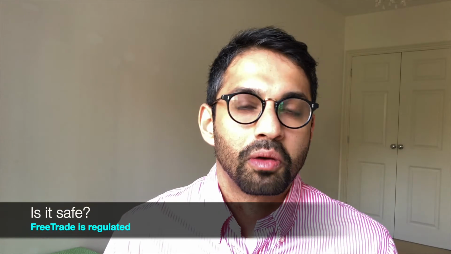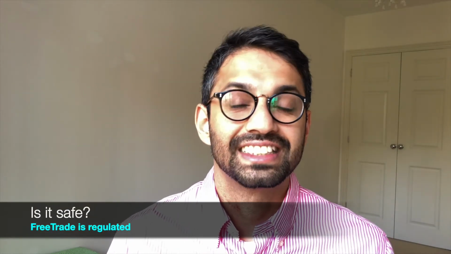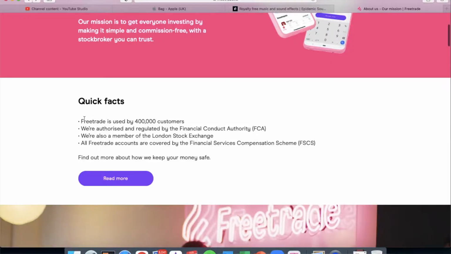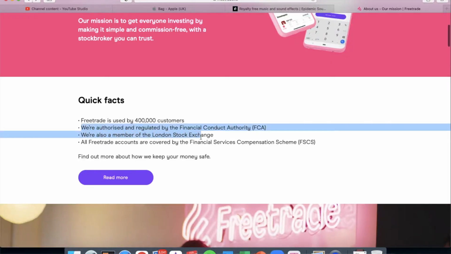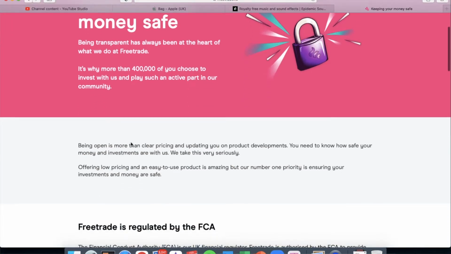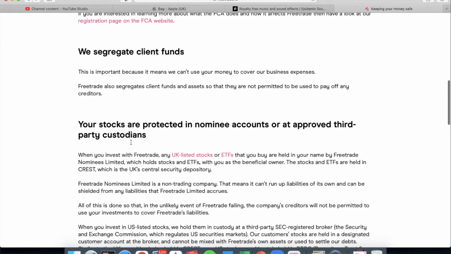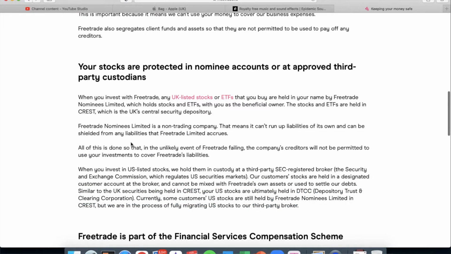The main thing before you start or even consider investing in Freetrade is that Freetrade is regulated by the Financial Conduct Authority and is protected by the FSCS protection scheme. So it's absolutely a legitimate company, and any investments and funds that you hold within the company will be protected up to the tune of £85,000 per person per account.